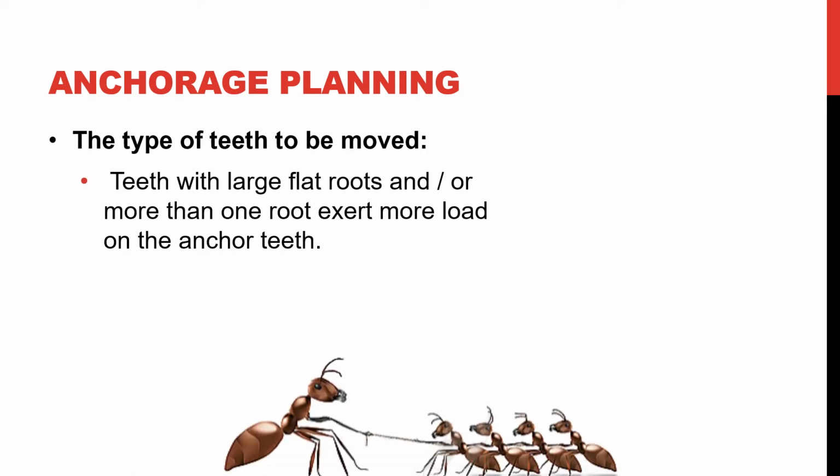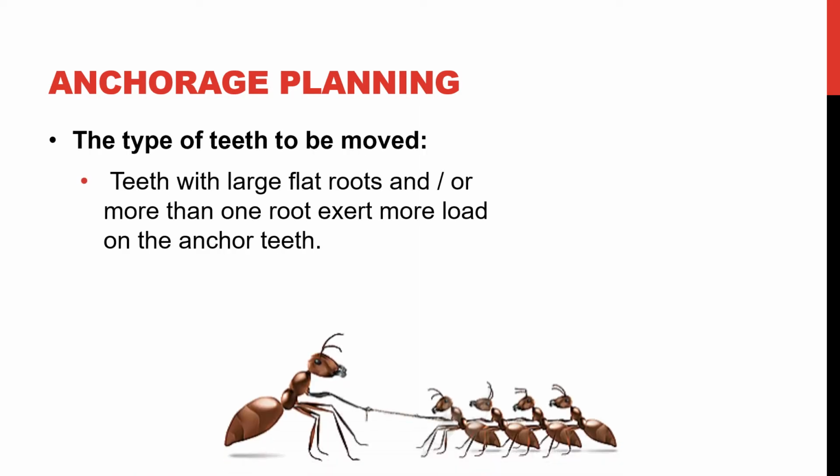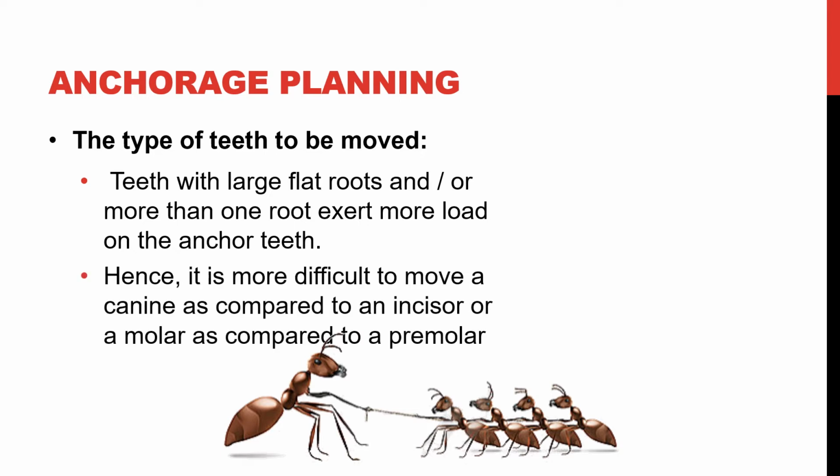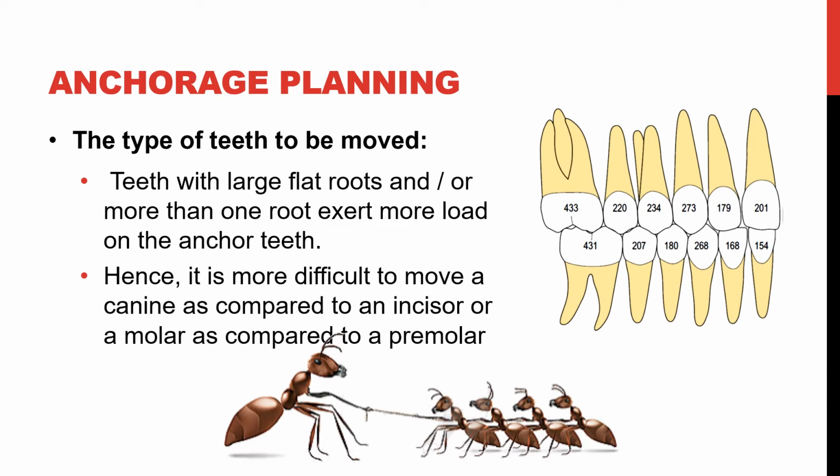The second factor is the type of teeth to be moved. Teeth with large flat roots and/or more than one root exert more load on the anchor teeth. Therefore, it is more difficult to move a canine as compared to an incisor, or to move a molar as compared to a premolar. And this is related to the root surface area. And we can see that the molars have the greatest root surface area. So they exert the greatest load on the anchor teeth if they are to be moved.